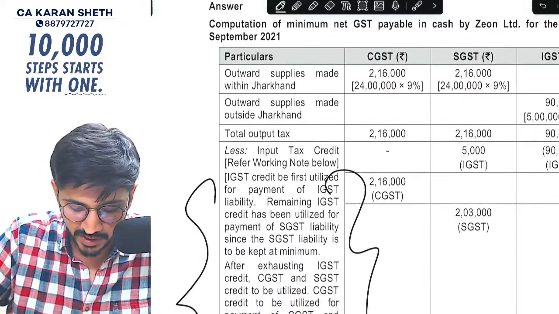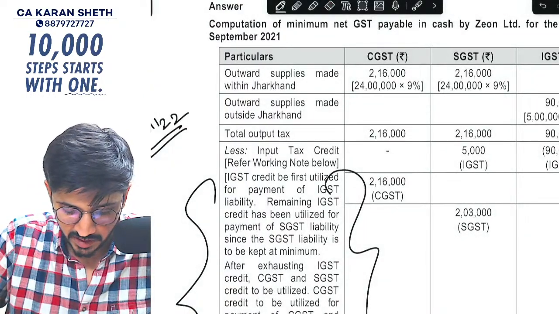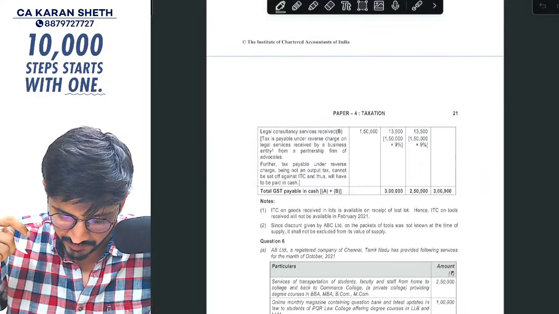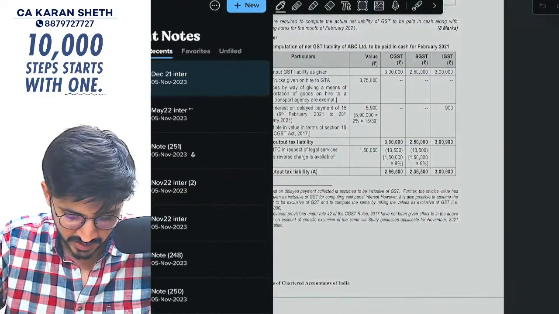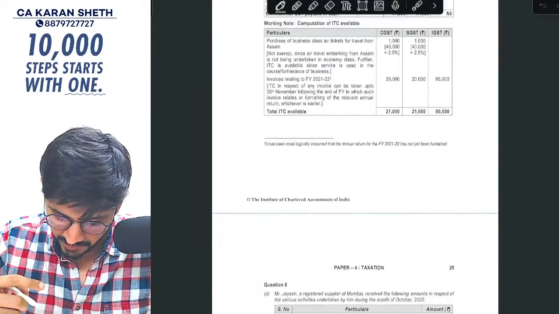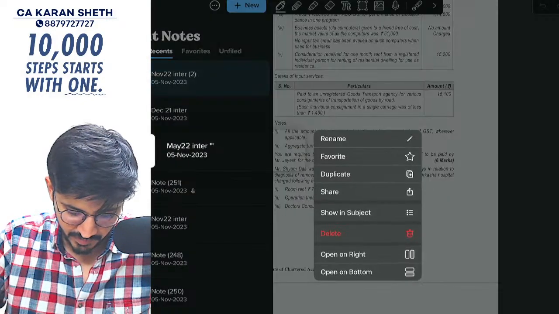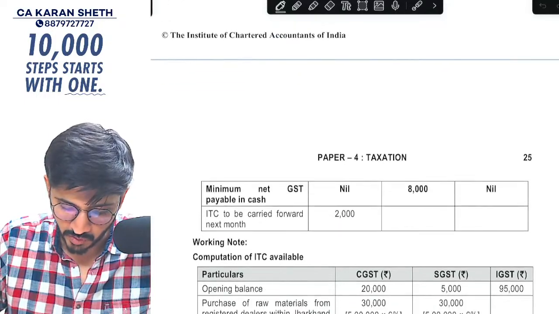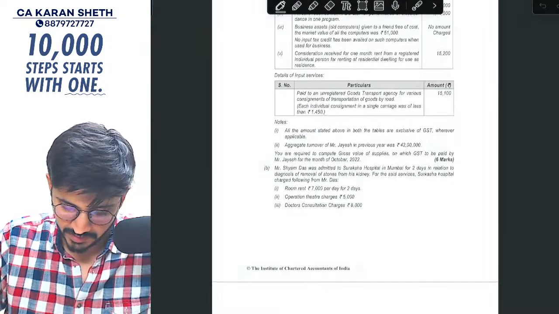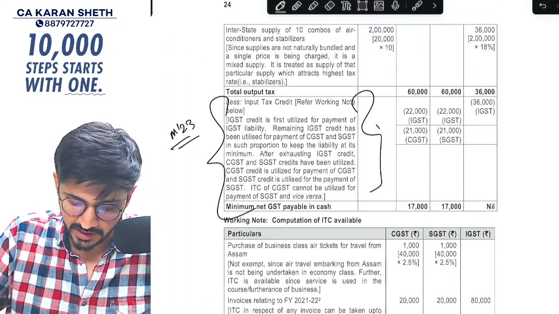For example, this was the May 23 paper, right? Then if I go to the May 22 paper, I'm so sorry, then if you go to, let's say, December 21, there you see there is nothing like this adjustment. Let me show this. So this is May 22, my bad. Okay, see May 23, this is May 23, and there also you can see it, right?